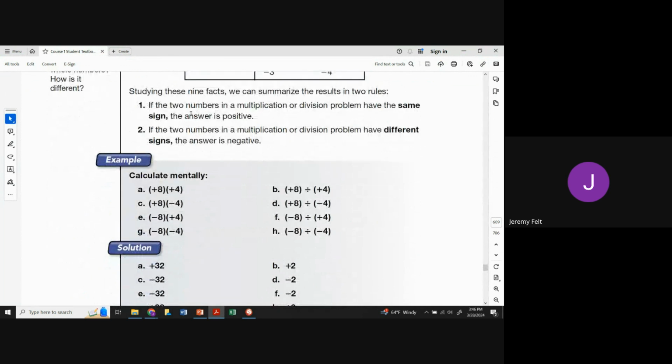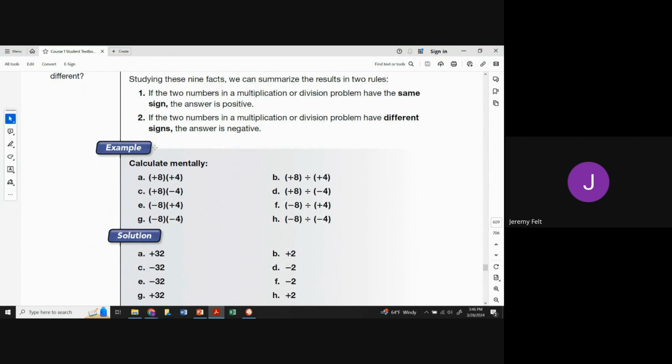And then this rule is same sign, the answer is positive. Different signs, the answer is negative. So kind of another way to think about what we were talking about. Okay, to calculate these, 8 times 4 is 32. 8 divided by 4 is 2.